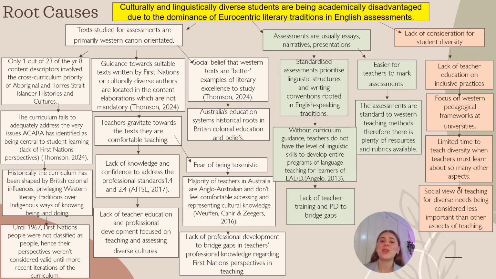The chain on the left shows that the English assessments favour the Western canon due to the absence of curriculum descriptors on First Nations histories and cultures, which stems from ACARA's failure to address the lack of First Nations perspectives despite recognising their importance in student learning. This is because the curriculum itself is shaped by British colonial influences, which privilege Western ways of knowing, being and doing, reflecting a historical disregard for First Nations people and perspectives. Another root cause is the lack of teacher education on diverse learners, rooted in institutionalised neglect of minority groups in schools, further reinforcing colonialism in English assessments. Pause here to view the full chain of root causes.